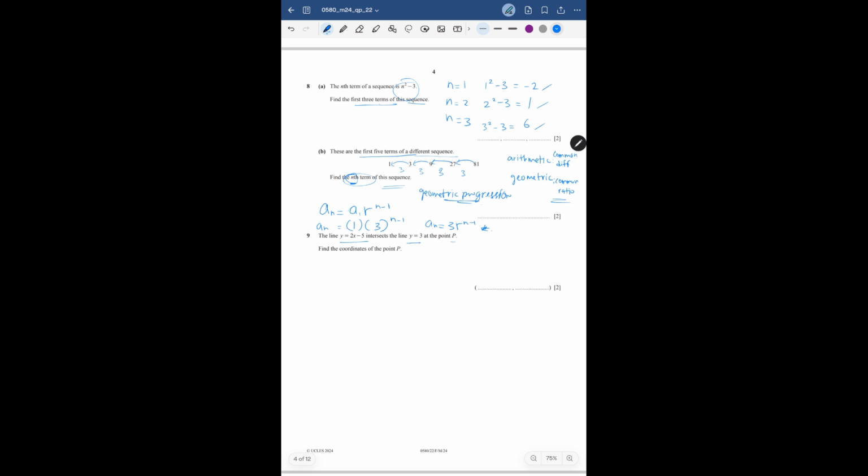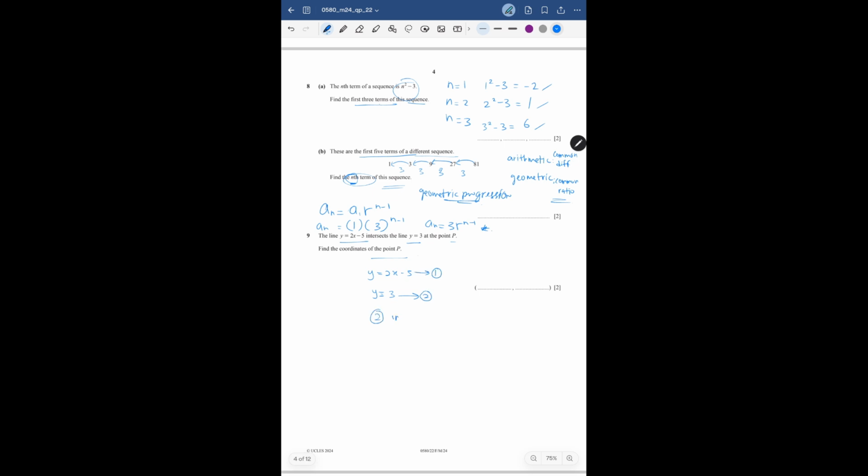Alright, number 9. The line y equals 2x minus 5 intersects the line y equals 3 at point P. Find the coordinates of P. Intersect means we have y equals 2x minus 5 as the first equation, and the second equation is y equals 3. So you can solve by substitution.